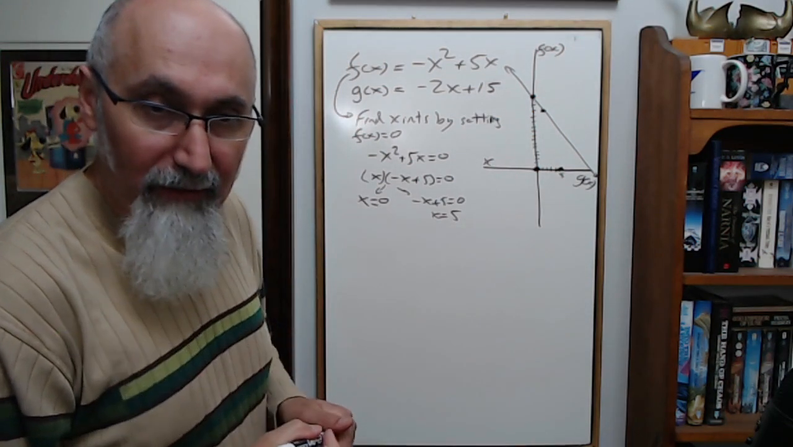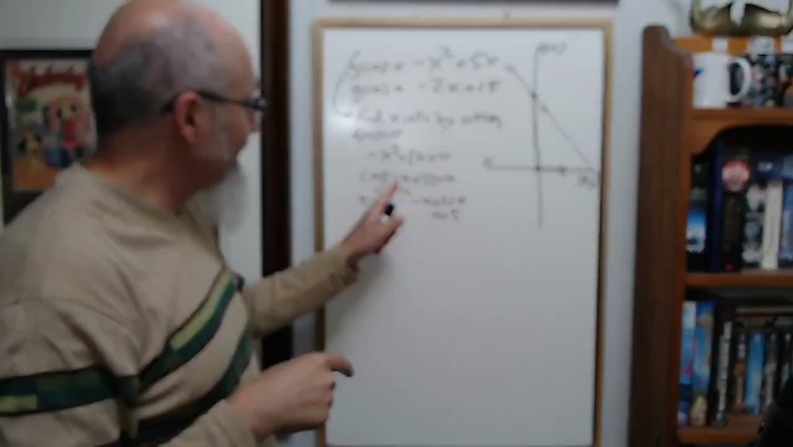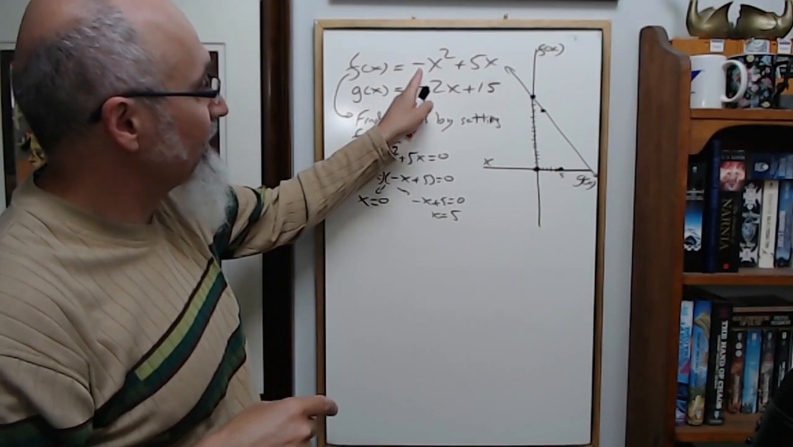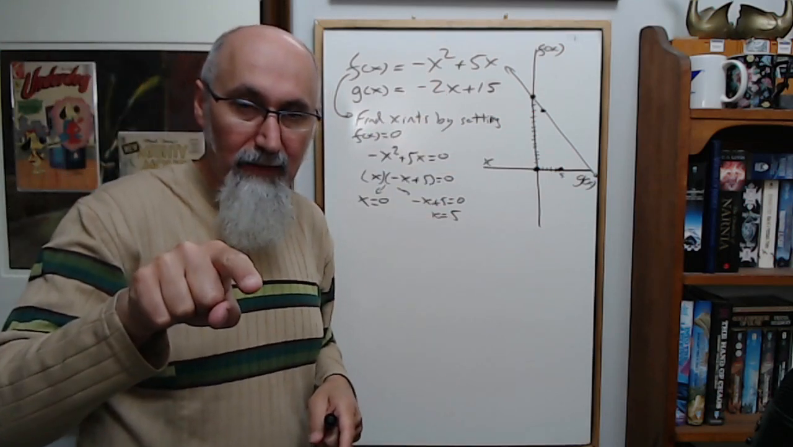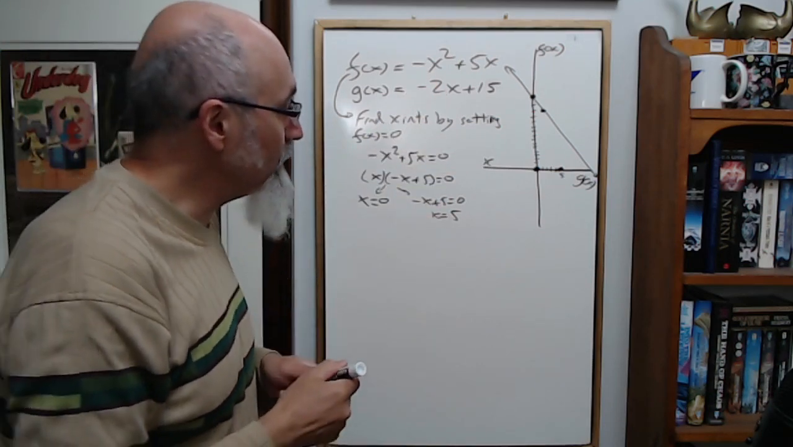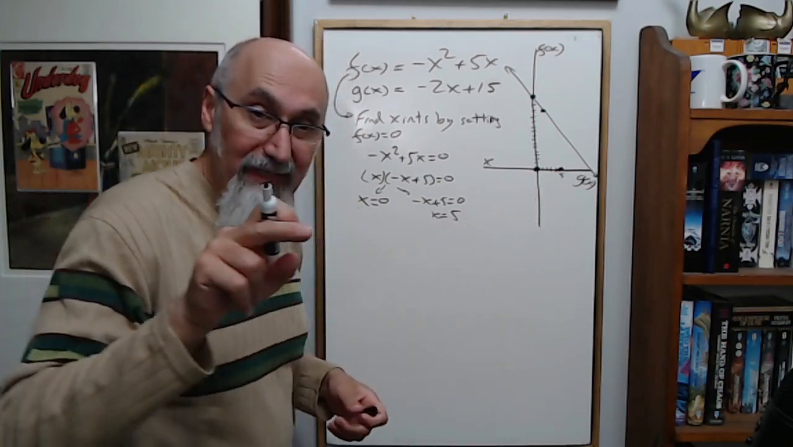This is a parabola. A parabola looks like this. This is opening down. We know it opens down because it's got a negative coefficient in front of the x squared. So it does this, right? But even if we didn't know that, we know it's symmetrical.